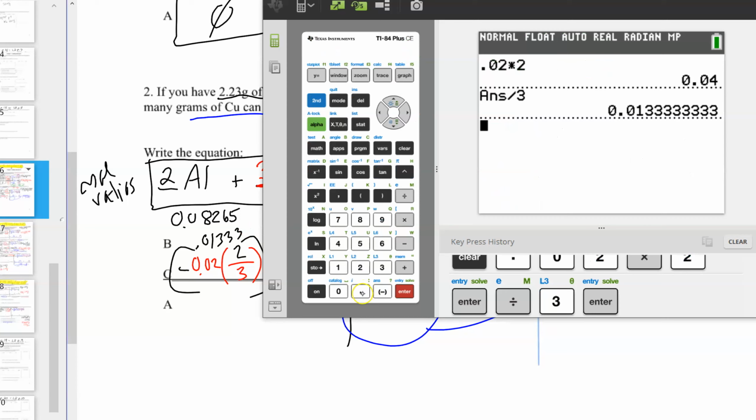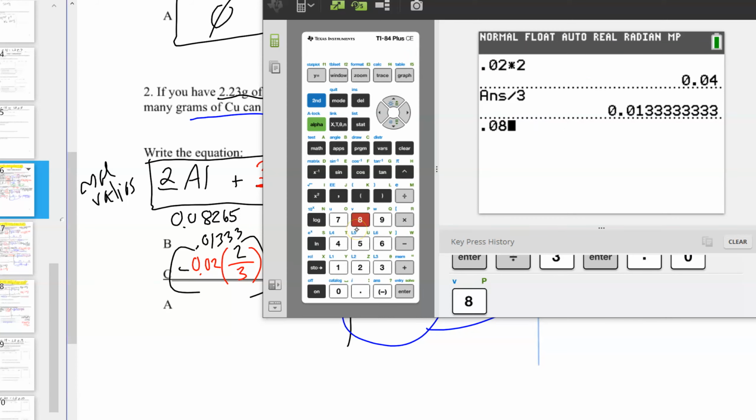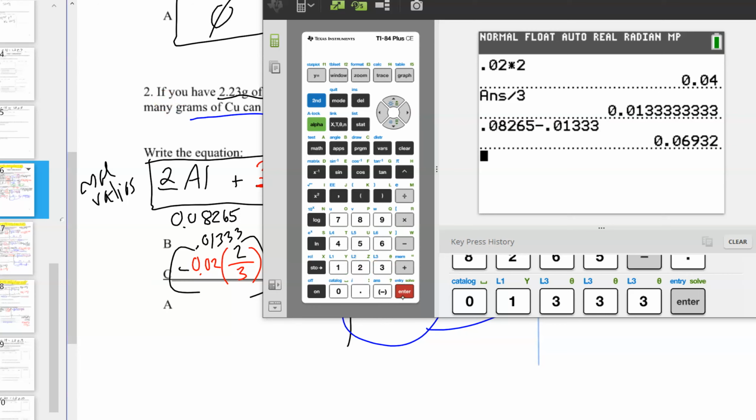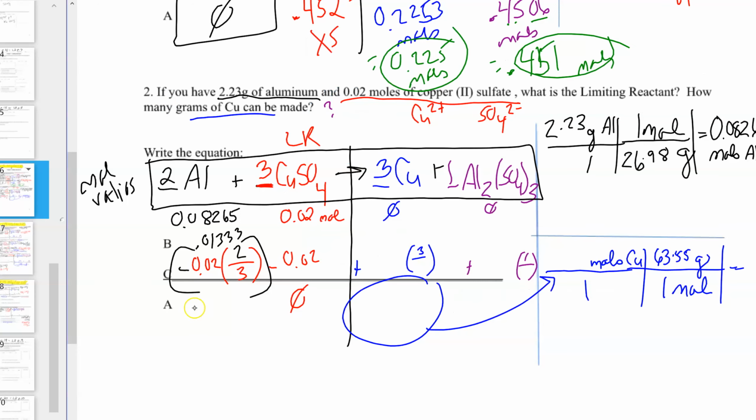Okay. So we need to take 0.08265 minus the 0.01333. And how much will be left over? 0.06932. So at the end, there'll be 0.06932, and that's going to be moles of excess reactant left over. That means we chose correctly. So this was my limiting reactant. I'm going to use all of it up, and it's determining what I can use for everything else. Remember, if this came out negative, it means we chose poorly. Erase it, go back and pick the other one.